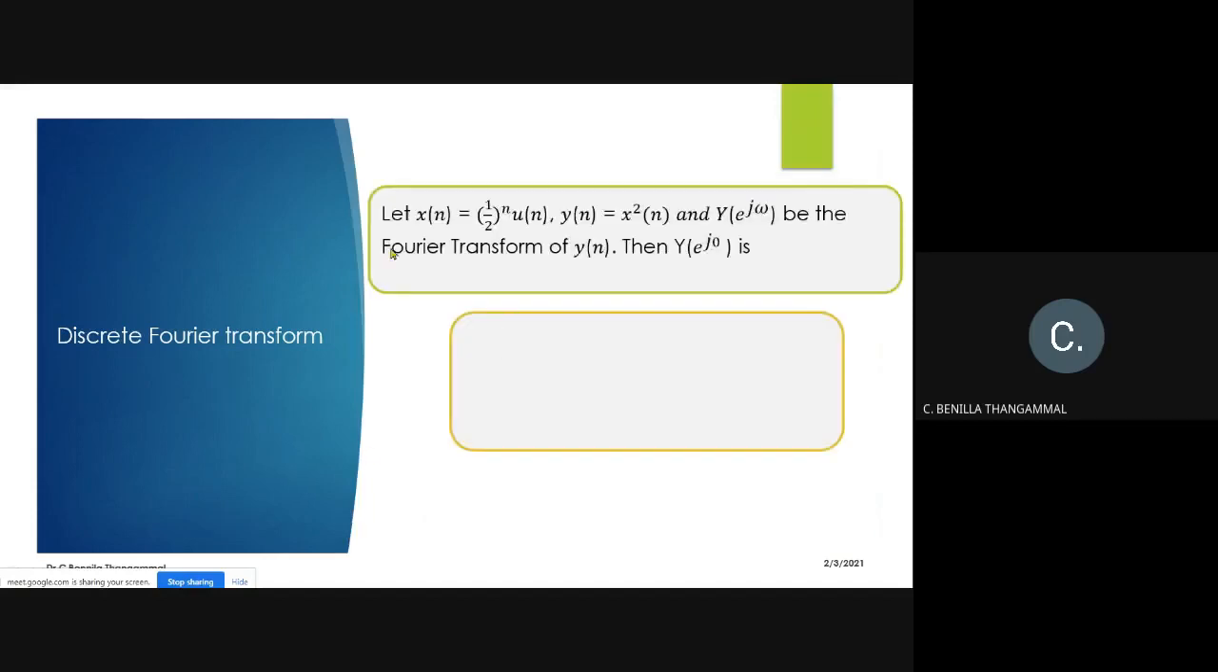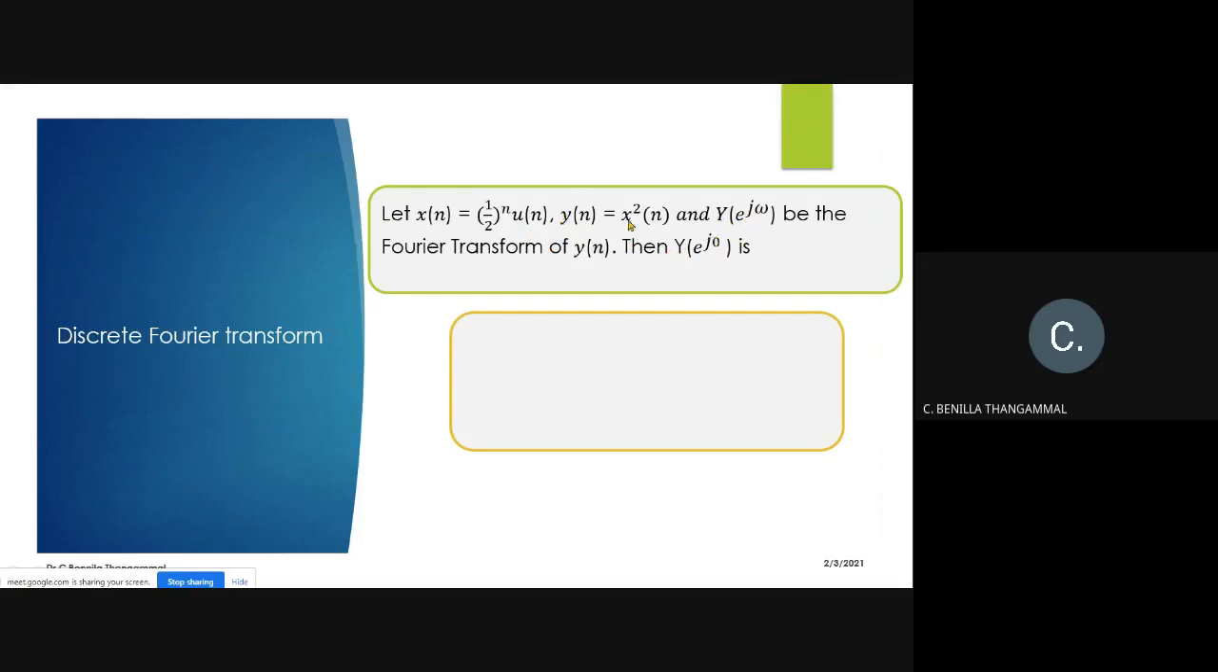Let x of n is equal to 1 by 2 power n u of n, y of n is equal to x square of n, and Y of e power j omega be the Fourier transform of y of n. Then find Y of e power j0. For finding Y of e power j0, you have to find Y of e power j omega, that is the DFT of y of n.